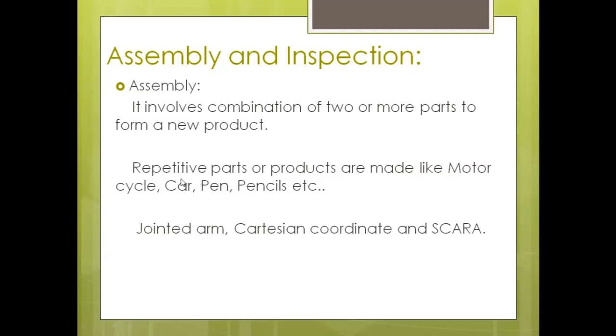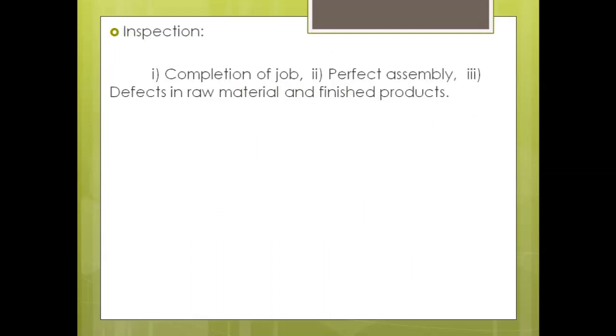All these checkings are performed by using a robot. That is called inspection. Inspection is the completion of the job. It checks for perfect assembly. Then it checks for defects in raw materials and finished products. If any defects are there, those products can be rejected. If there are no defects, those products can be accepted and sent to the market.